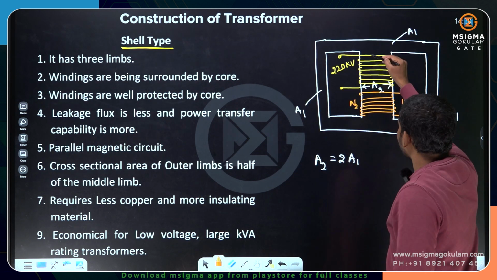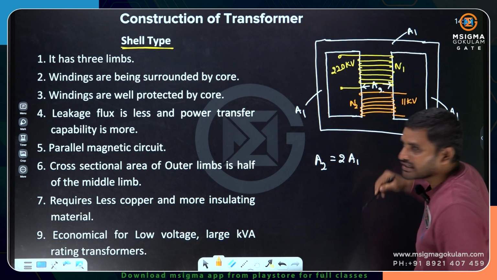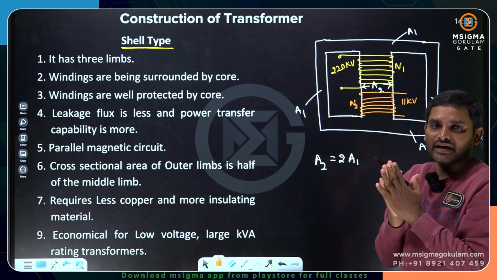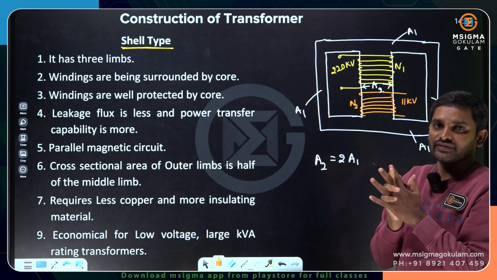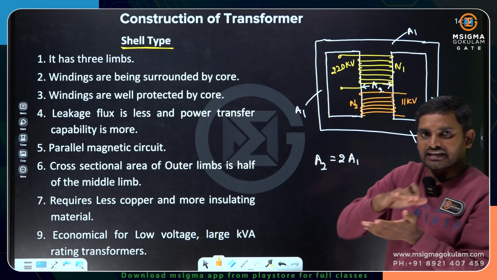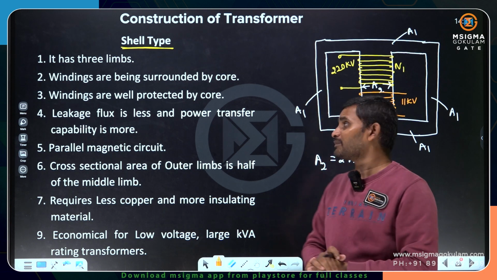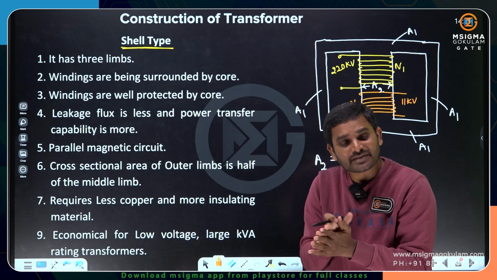But here you cannot place more copper throughout the leg. You can place only part of the leg. Only part of the leg will be occupied by high voltage winding, and the other part of the leg will be occupied by low voltage winding. So you can place less copper.